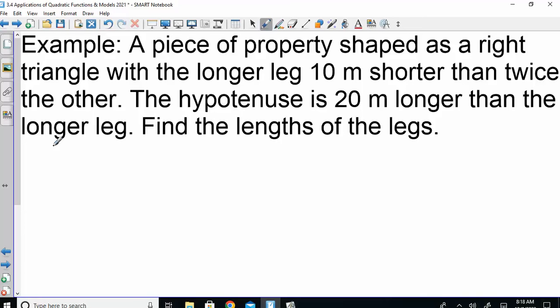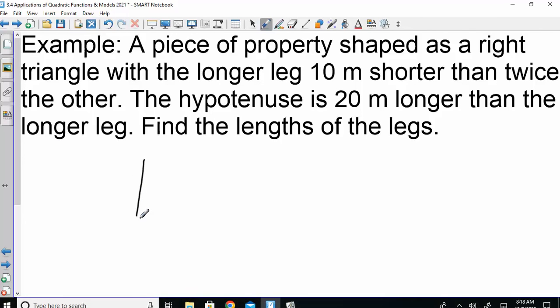Look at this one. A piece of property shaped as a right triangle with the longer leg 10 meters shorter than twice the other. The hypotenuse is 20 meters longer than the longer leg. Find the length of the legs. That didn't really make a whole lot of sense, did it? So, yeah, let's start out.